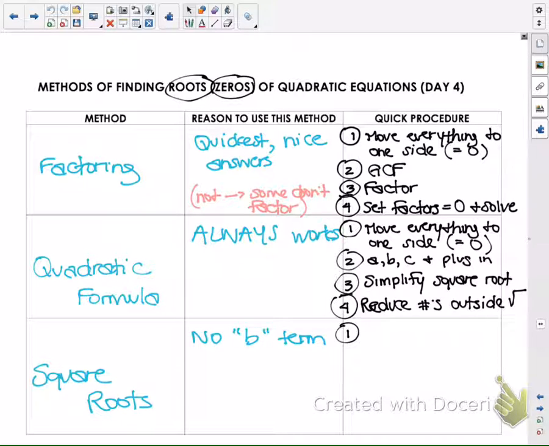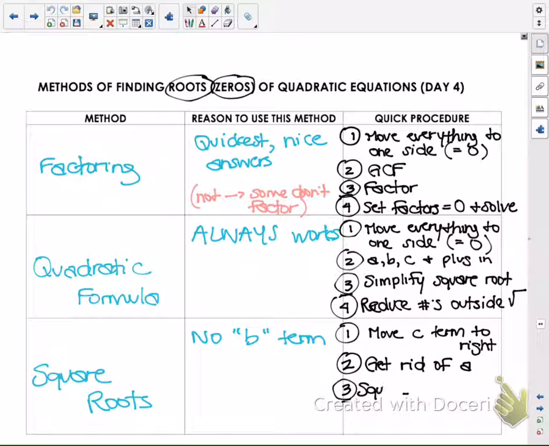Step 1 is going to be move C term to the right. Okay, so you're going to leave your ax squared on the left. You're going to move your C to the right. You're going to get rid of A. If there's any number out front of the x squared term, you're going to divide by that or multiply by the reciprocal, depending on what it is. Okay, then we are going to square root both sides.